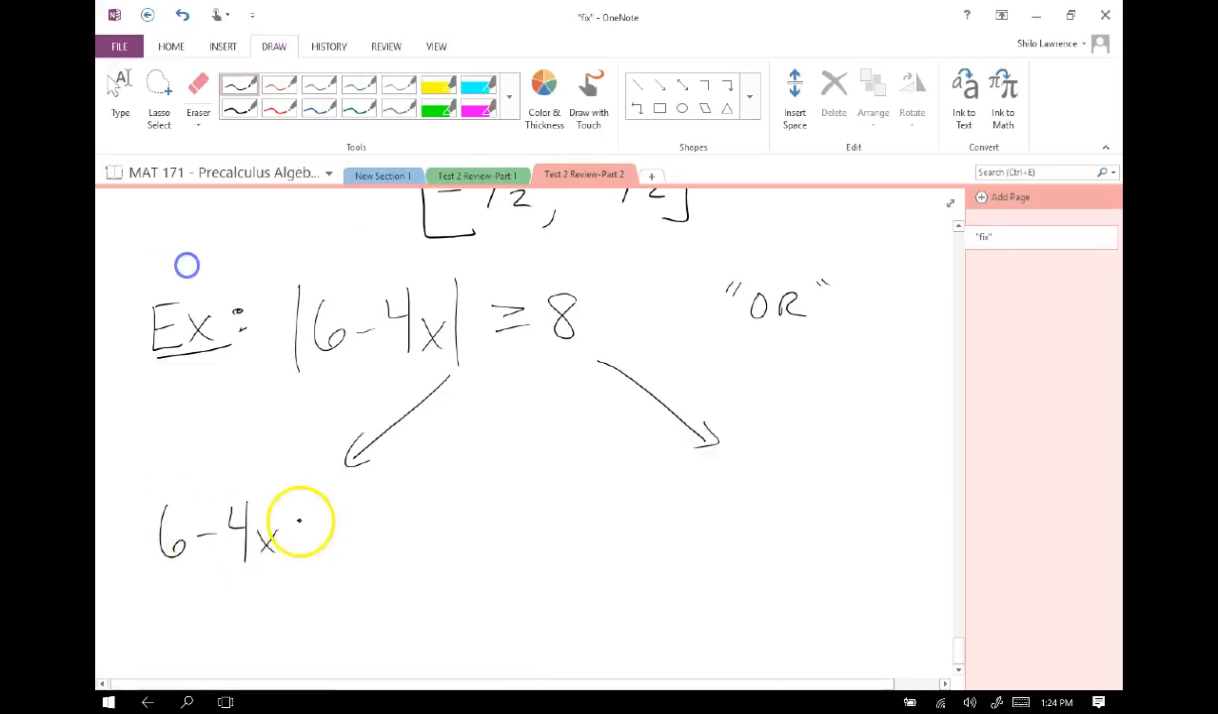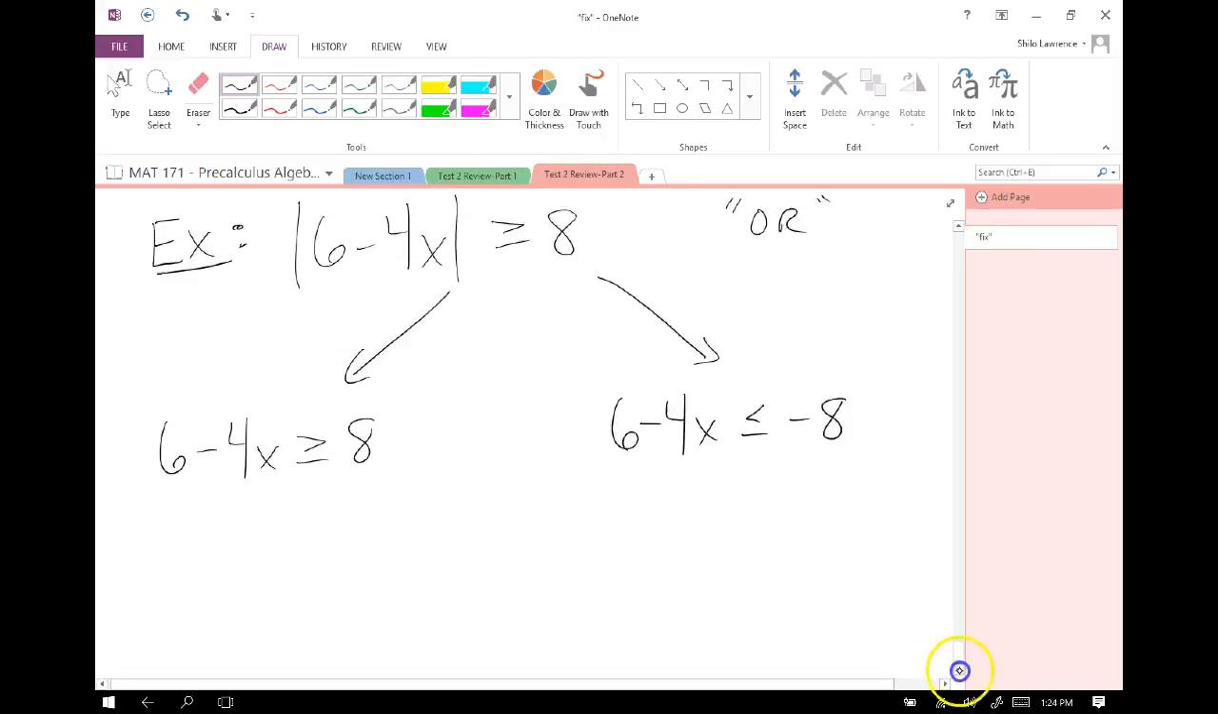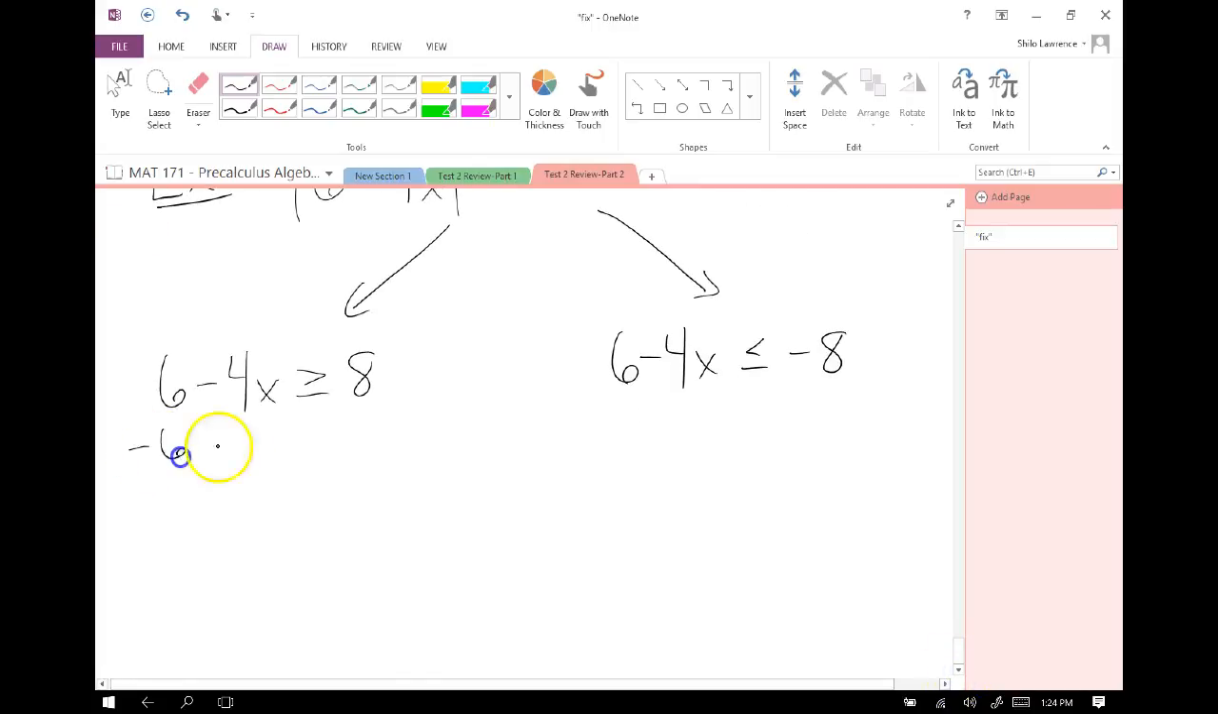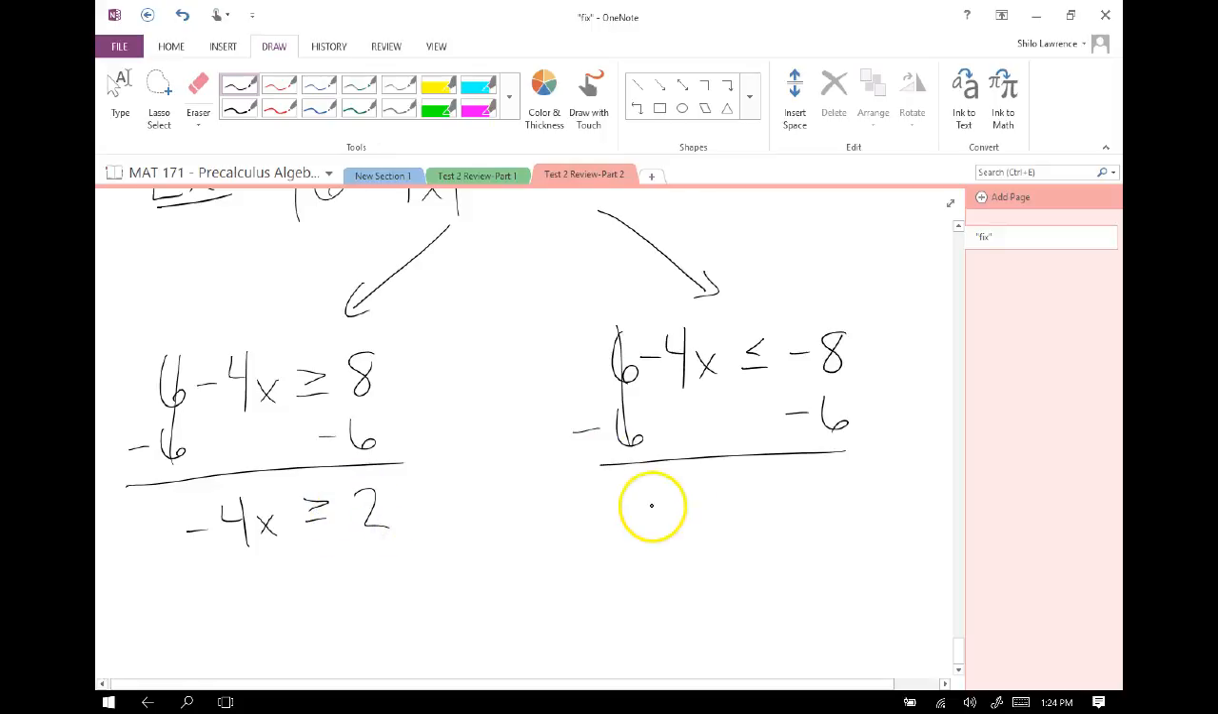6 minus 4x greater than or equal to 8. The first one always looks exactly the same. The second one, always keep the inside the same. Flip the symbol, change it to negative 8. And now I've got two linear inequalities to solve. So minus your 6 over. We're trying to isolate our x. Negative 4x is greater than or equal to 2. Negative 4x is less than or equal to negative 14.